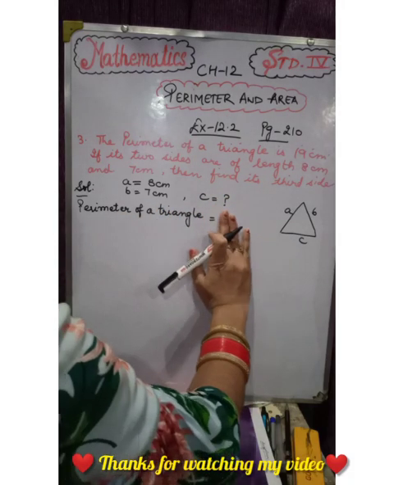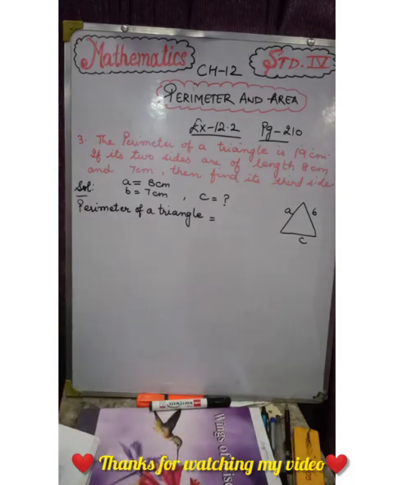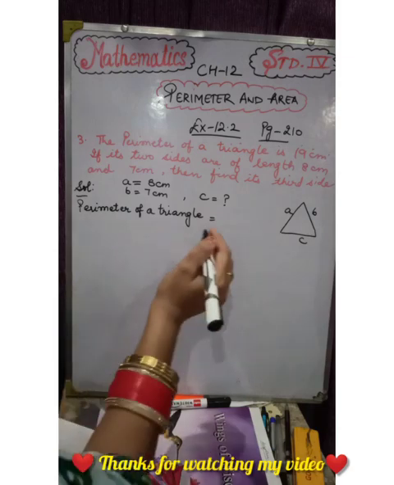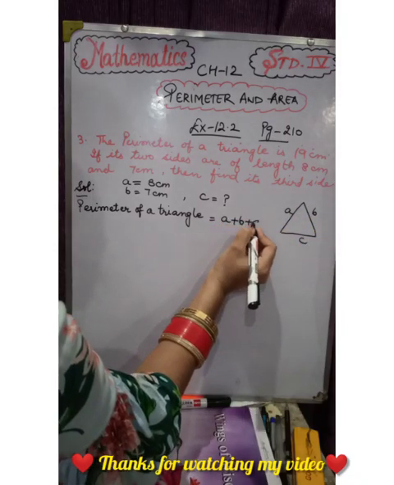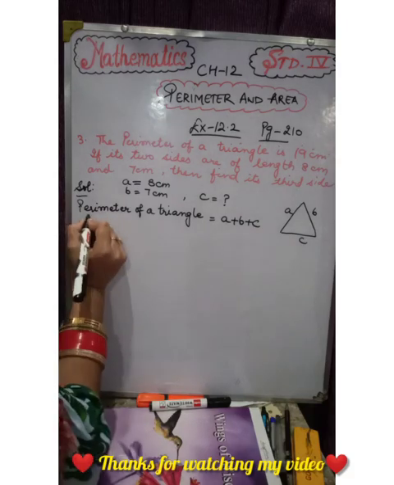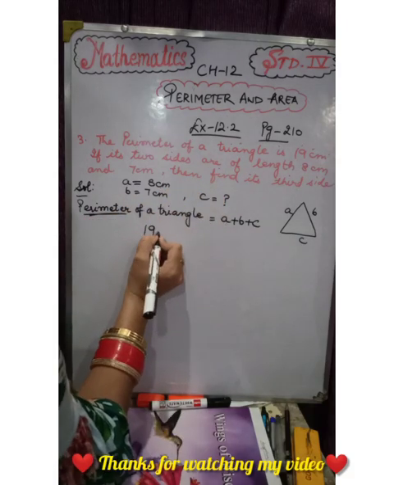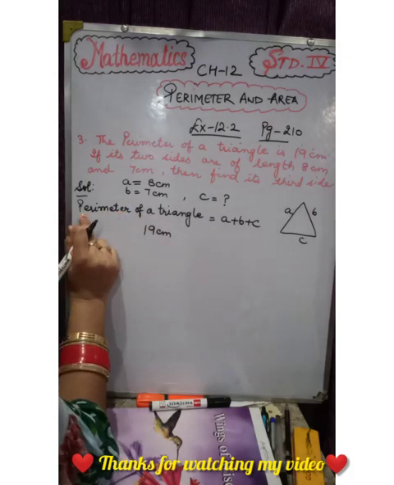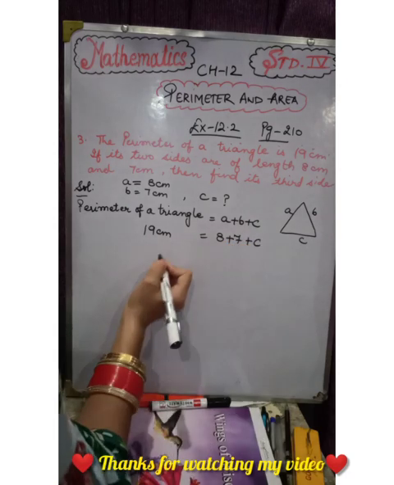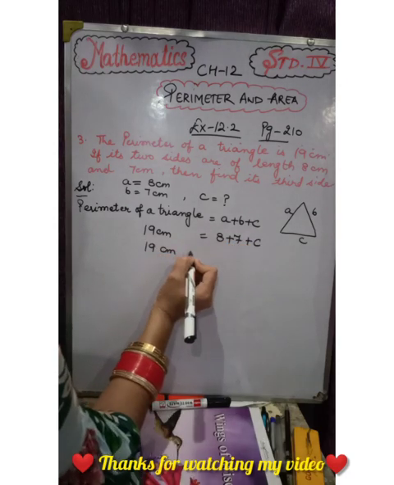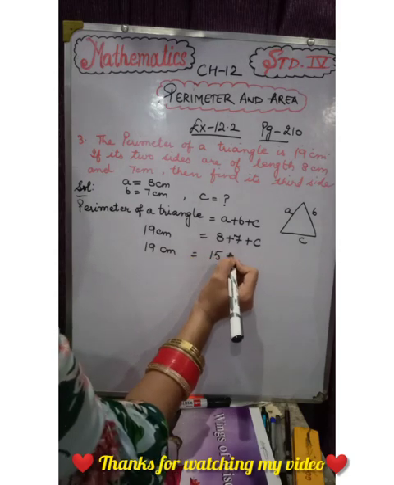So what is the perimeter formula? We have not done any particular formula for triangle. So we can use that general formula for the perimeter. Perimeter of any figure is sum of all sides. That is A plus B plus C. Now we will write the values. Perimeter is 19 centimeter. A 8 centimeter, B 7, C we will calculate. So 19 centimeter equals 8 plus 7, 15 plus C.